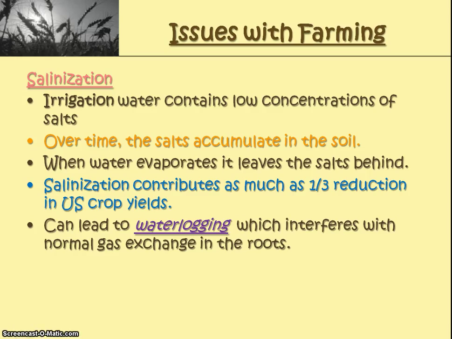Salinization contributes to roughly about a third of the reduction of crop yields in the U.S. So a big problem that crop fields are facing, or one of the big problems, there's many, but one of the big problems is this salinization process where there's so much salt being built up. It's causing this waterlogging process to occur, and it's reducing our annual crop yields in the U.S. by up to a third of its total yield.